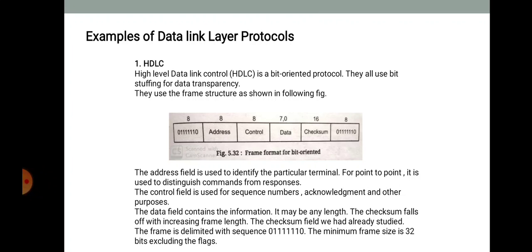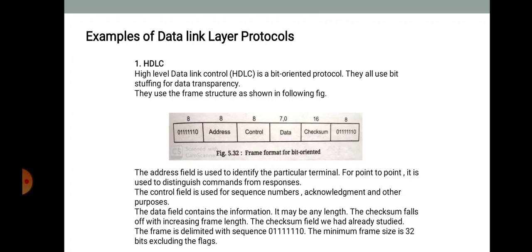The PPP frames are byte oriented. In the LAN network, HDLC, High Level Data Link Control, protocols are used, and these protocols originate from the IBM mainframe world, and the SDLC frames are byte oriented. Here the first one is the SDLC. SDLC stands for High Level Data Link Control.